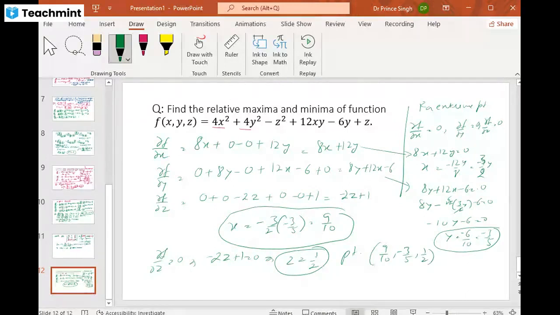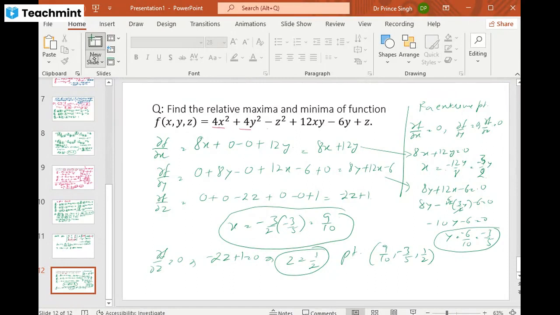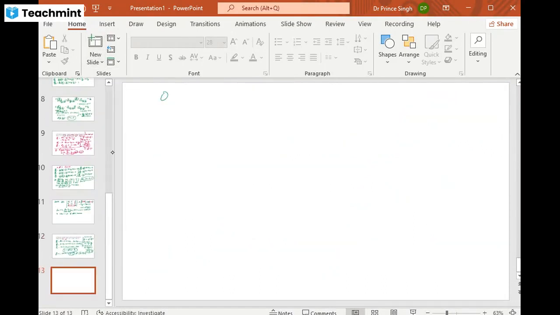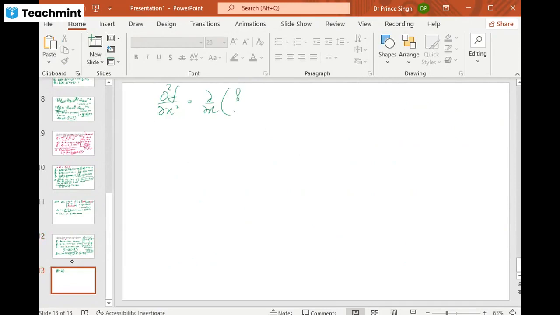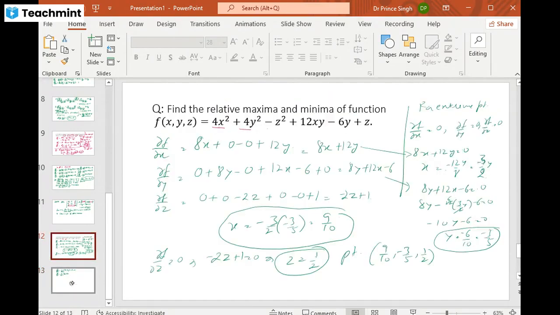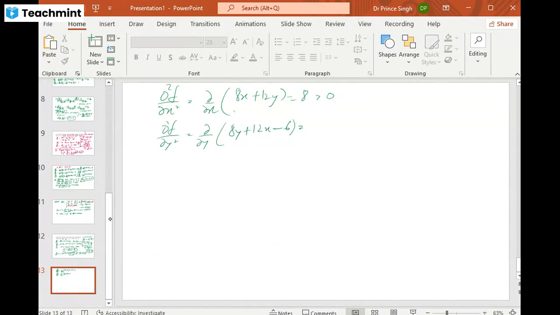Now we need to find the second order derivative with respect to x, with respect to y, and with respect to z. So curly square f upon curly x square. This is curly by curly x of 8x plus 12y, which is 8. Curly square f upon curly y square. Curly by curly y of curly f upon curly y, which is 8y plus 12x minus 6. So its derivative is 8, again positive.